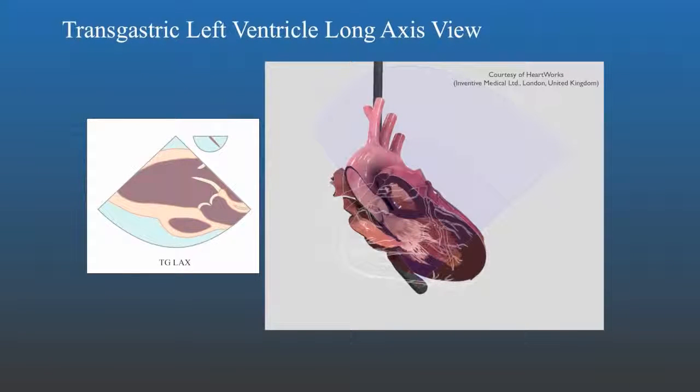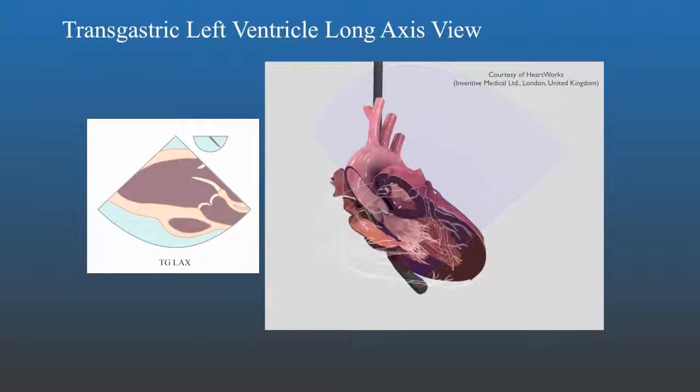The transgastric long axis view is obtained by rotating the probe 90 to 120 degrees from a mid-papillary short axis view. Like the mid-papillary view, the probe depth is between 40 and 45 centimeters in most patients. This view shows the anterior wall of the left ventricle running longitudinally near the bottom of the screen, with the apex to the left and base to the right.